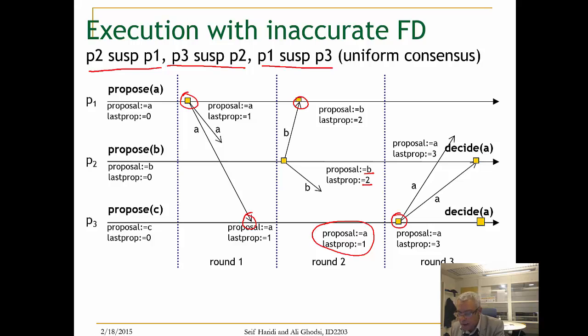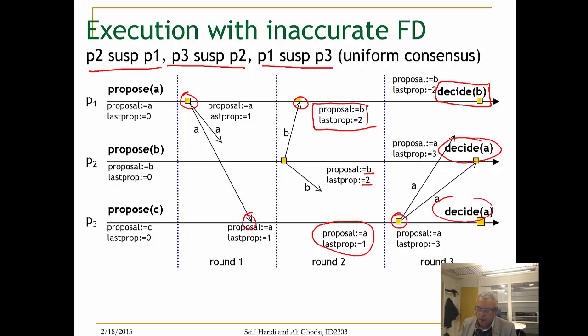Now, P1 suspects P3, not P2. So in this case, as usual, P3 is going to decide on A. That's the last value it got. It will enforce that value on P2, so P2 will also decide on A. But P1 is going to move to the latest round, and he does not care about what P3 has decided. He is just going to decide on the value that he got previously. That value is B, and we can see that we have violated the agreement property of consensus.